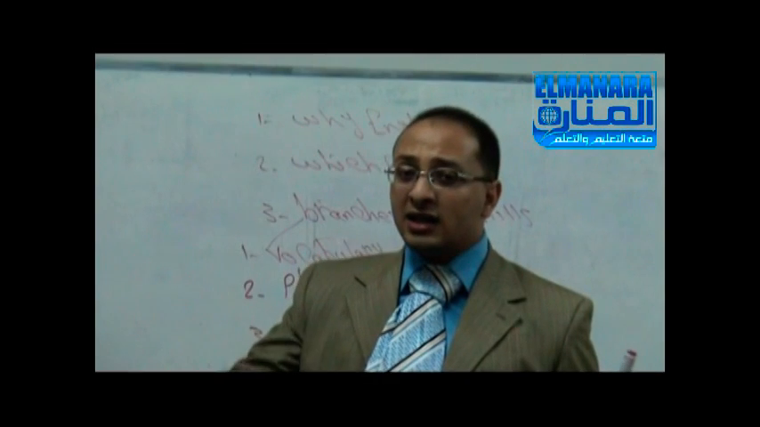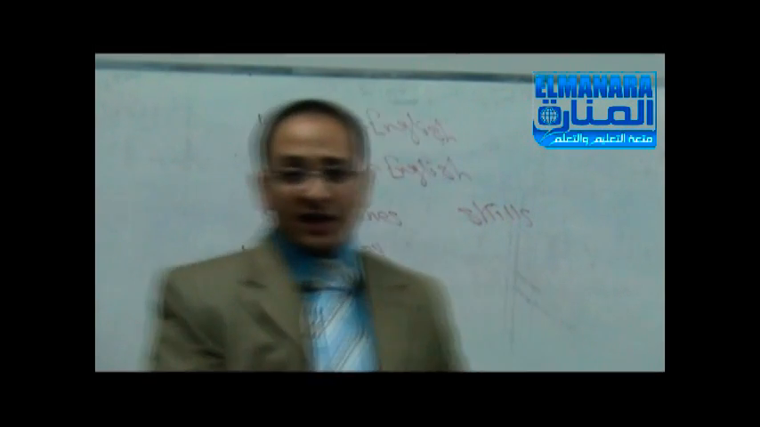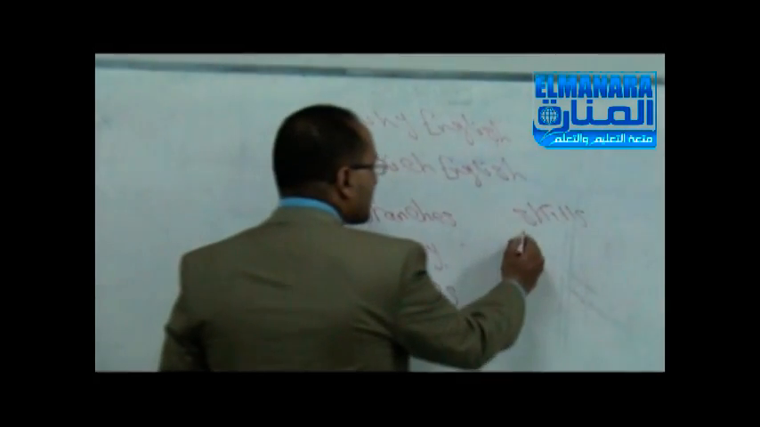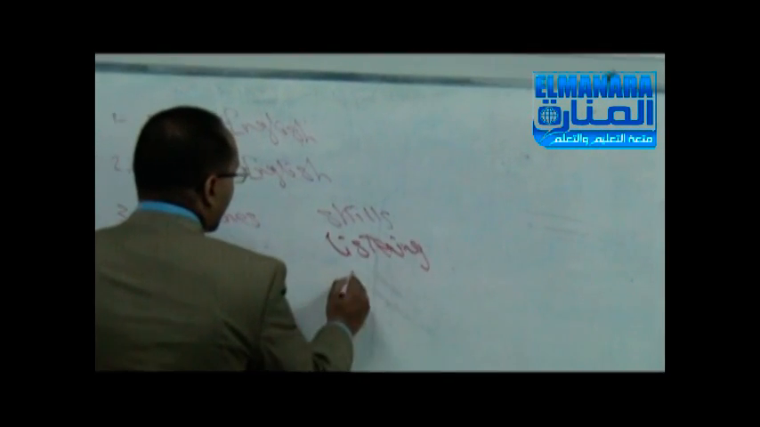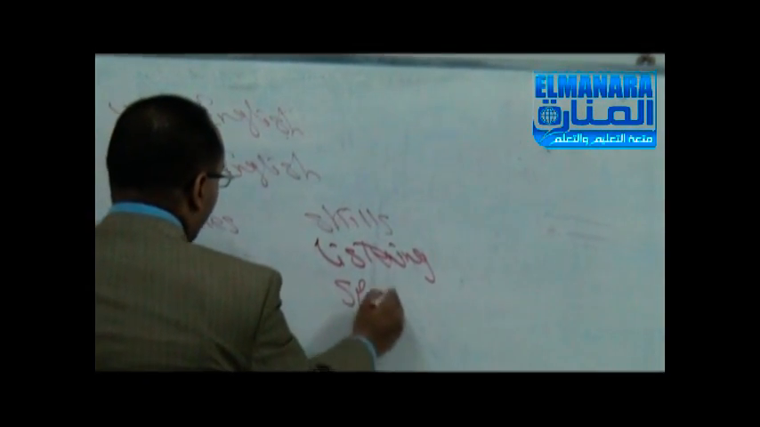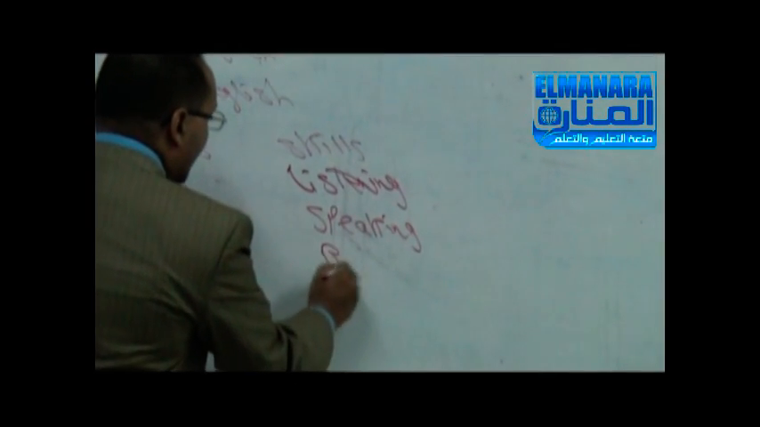So, in English we have 4 skills. These 4 skills are listening, the second one is speaking, the third one is reading, and finally the last one is writing. All these are skills we focus on in each class while teaching the General English courses.